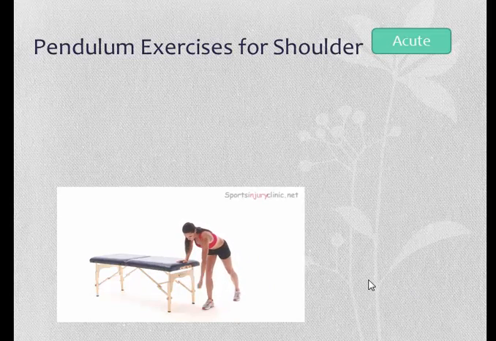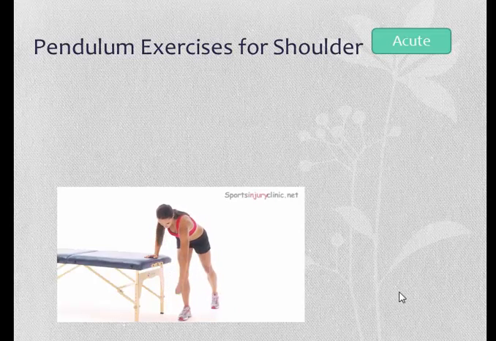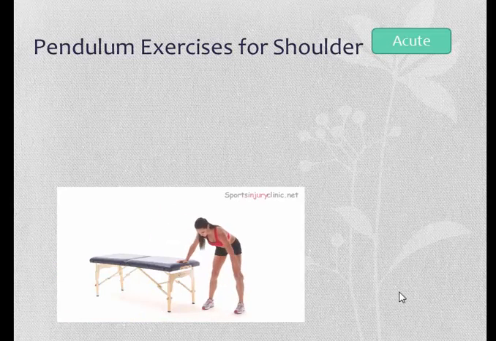As you can see in this, the lady is shifting her body weight back and forth using the legs and the trunk. Okay, and the shoulder right there is just all relaxed, and she's just letting it swing back and forth, back and forth, back and forth. Now we can do side to side.